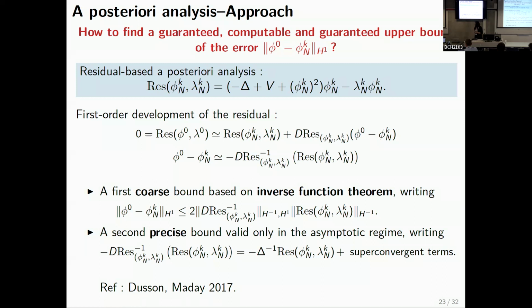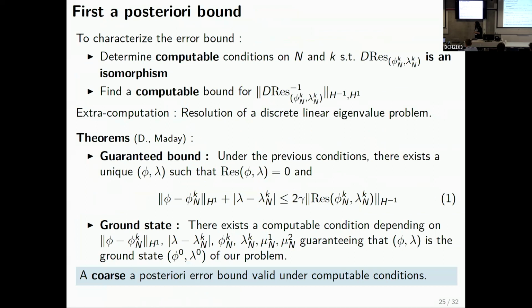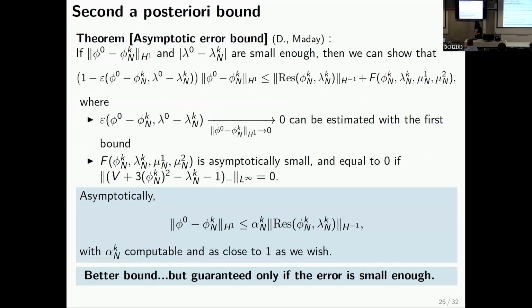And so in the end, we obtain a first bound on the error between the exact eigenvector and eigenvalues. This is the first bound that we can really compute, and we can really guarantee that it is valid. Then we can get an asymptotic error bound, which we control through the first bound. In the end, the error is bounded by something that we can compute times the dual norm of the residual, and this factor in front can be taken as close to 1 as we wish.